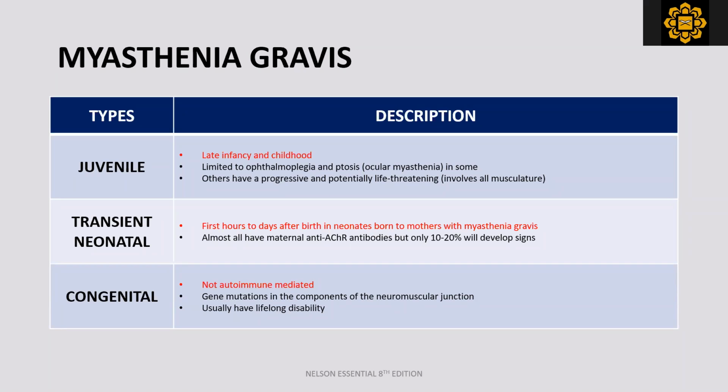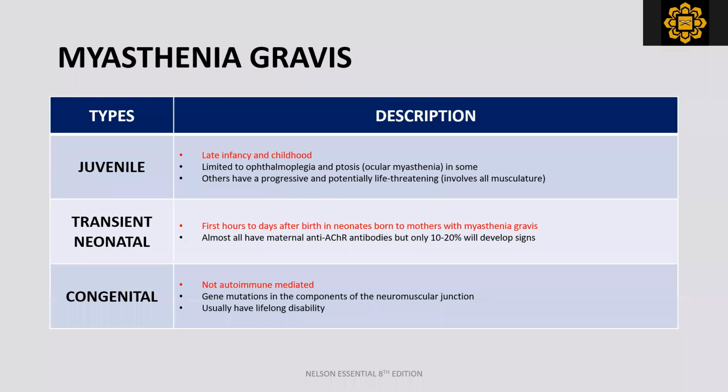Juvenile myasthenia gravis is usually a spectrum of disease where the patient can present with a limited presentation with only ocular myasthenia, which only involves the eye, and it can also be progressive and potentially life-threatening, where it involves all the musculature, namely the respiratory system and also the digestive system, where the patient has difficulty in breathing and also difficulty in feeding. The treatment is more or less similar to adult myasthenia gravis, where we will give anti-acetylcholinesterase agents. And secondly, we have the transient neonatal.